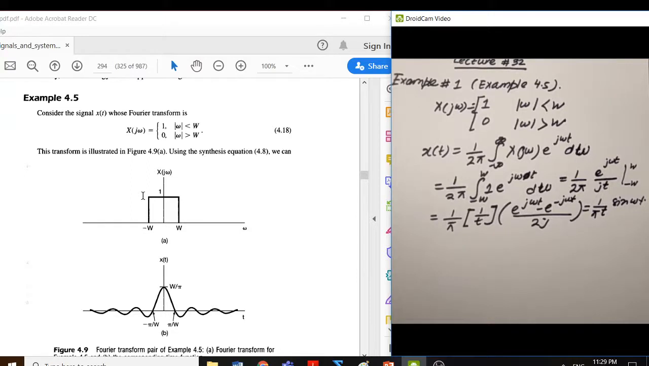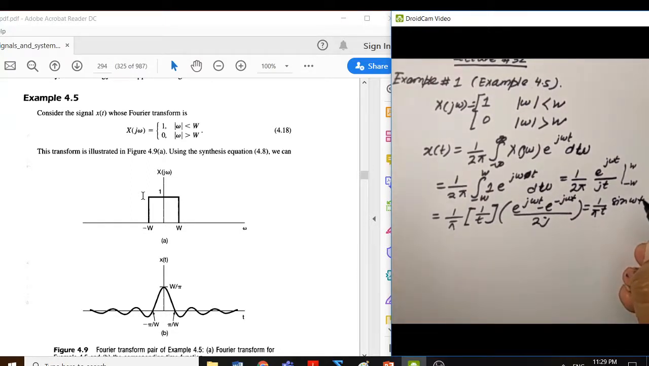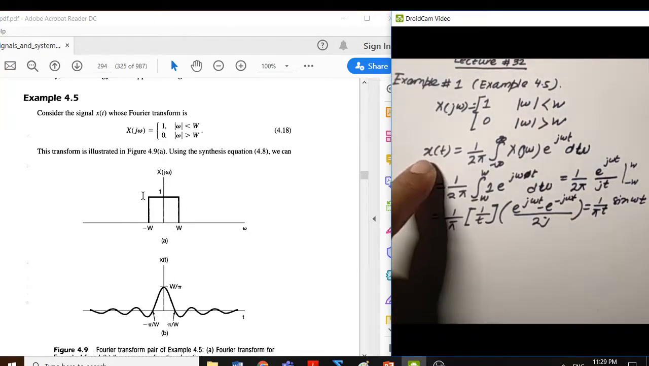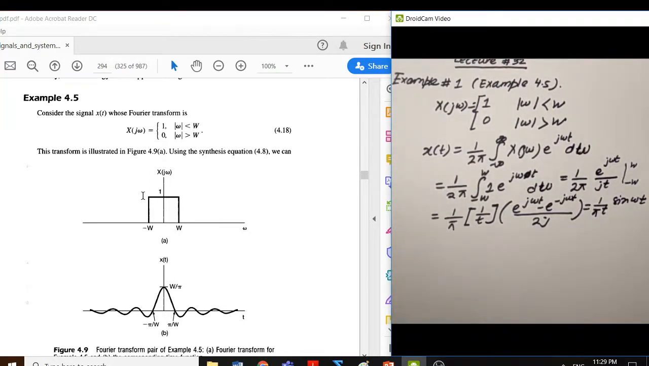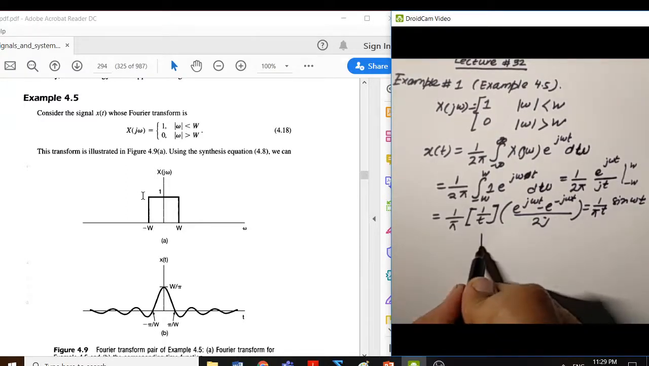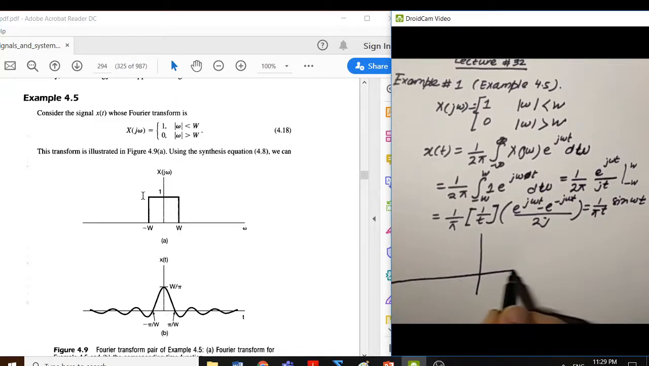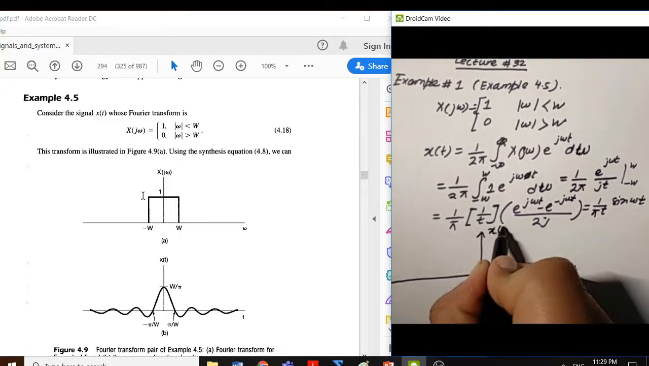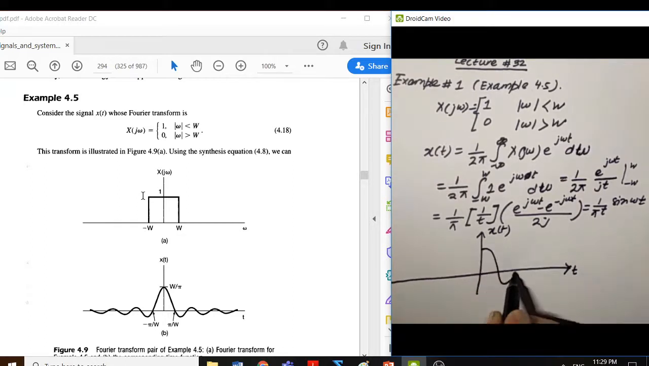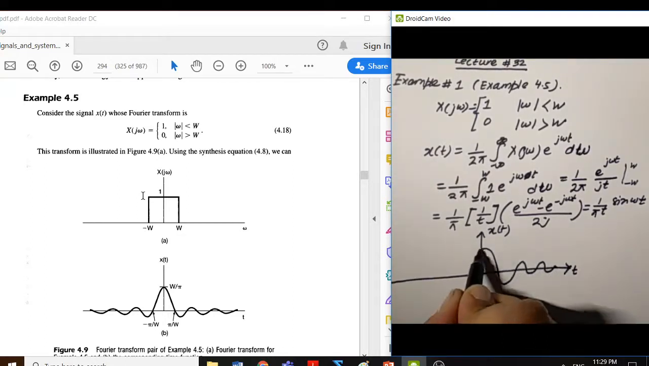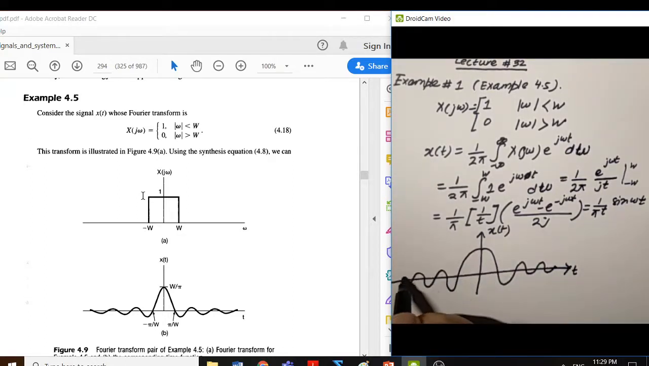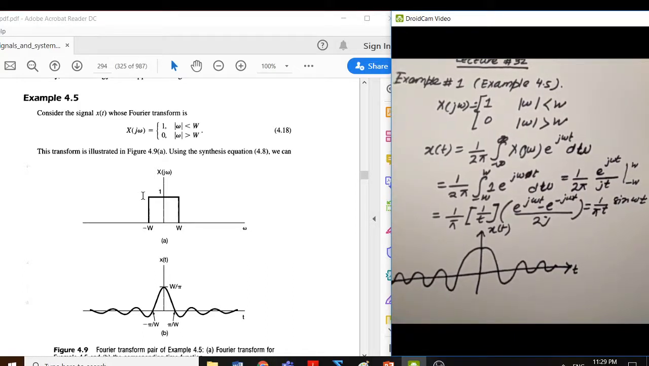Now you observe that it is again sine of W t divided by t, being a function of t, which means that it is again a sinc function. So we remember the plot of a sinc function. Now we have to keep in mind that this is a time domain plot. This is x of t. We know it's going to be a sinc function. So let's plot the sinc function and find the rest of the values afterwards.